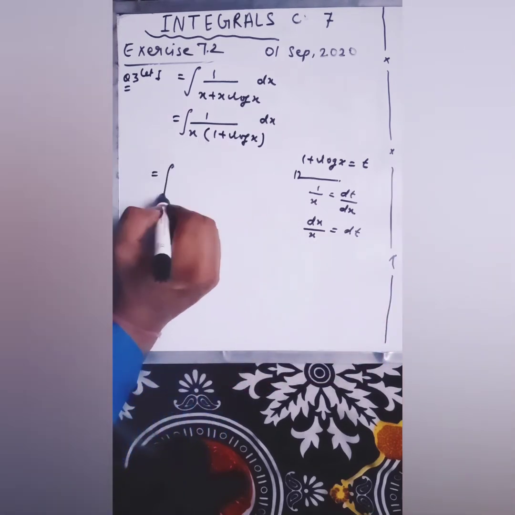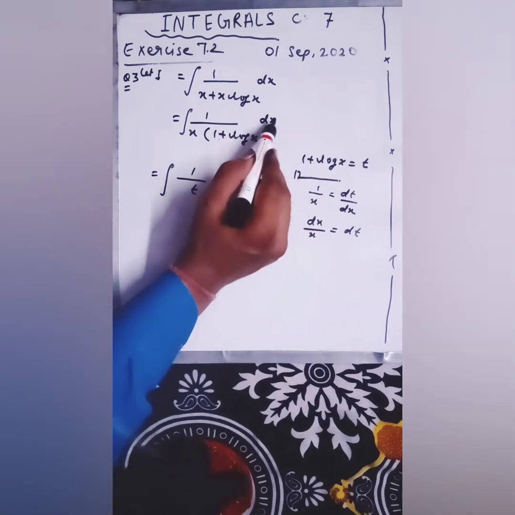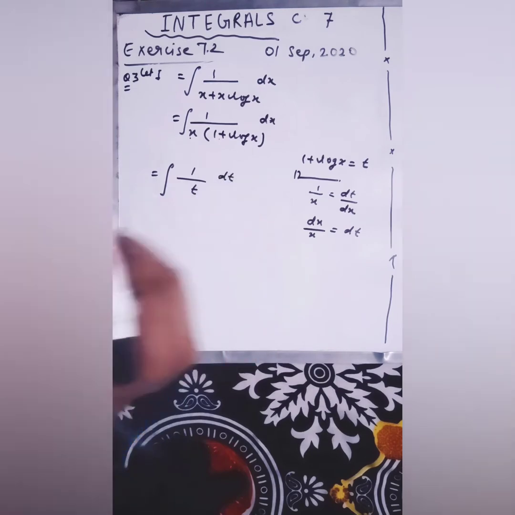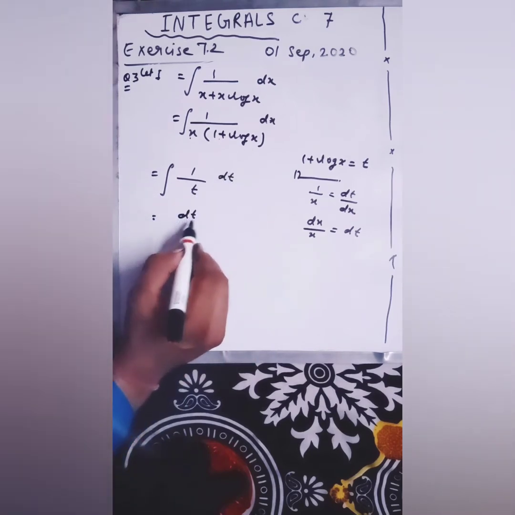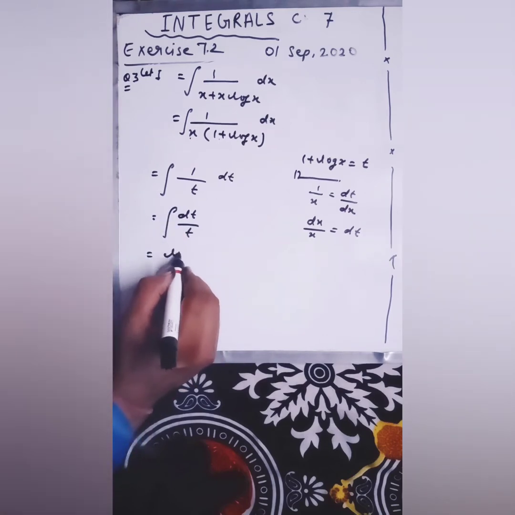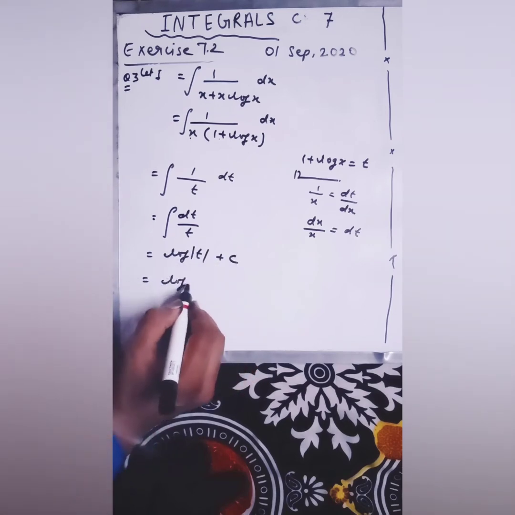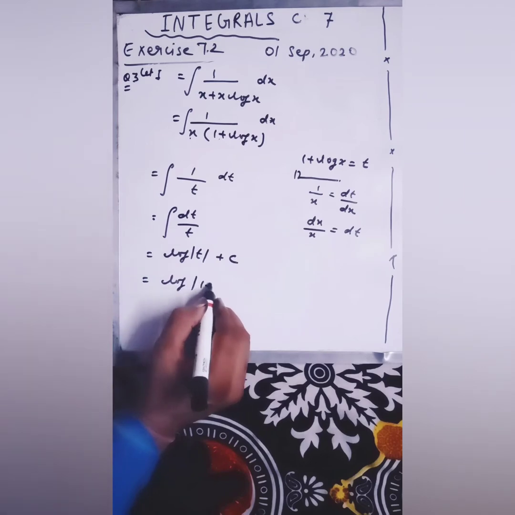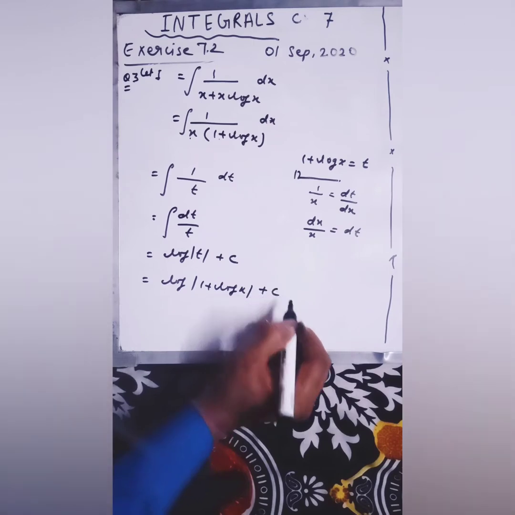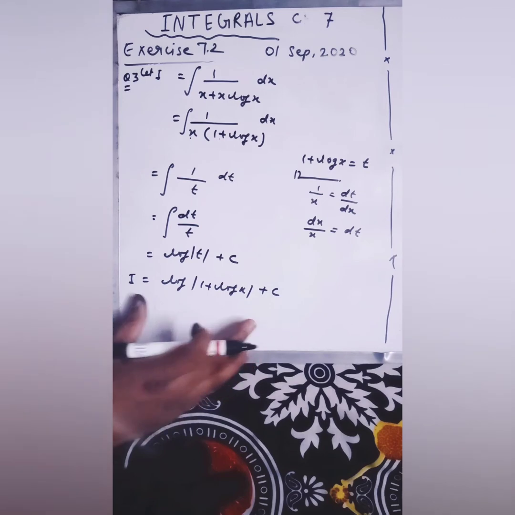Okay, so in this, 1 over this 1 plus log x is your t, and dx upon x will be dt. So I'm writing this. Okay, so dt over t in integration, you will get log t plus c. So log t will be 1 plus log x, this here is the value of t, plus c. Okay, so this is how you can solve question number 3 of this exercise.